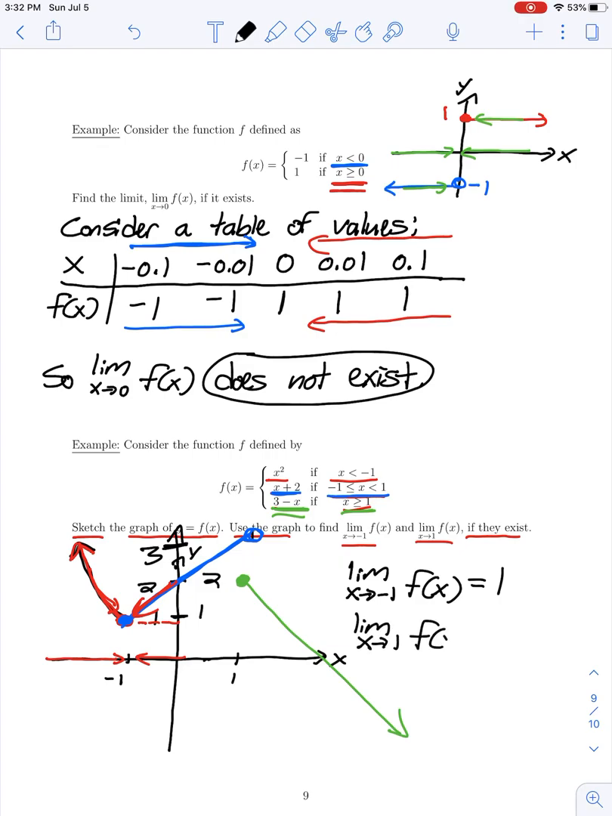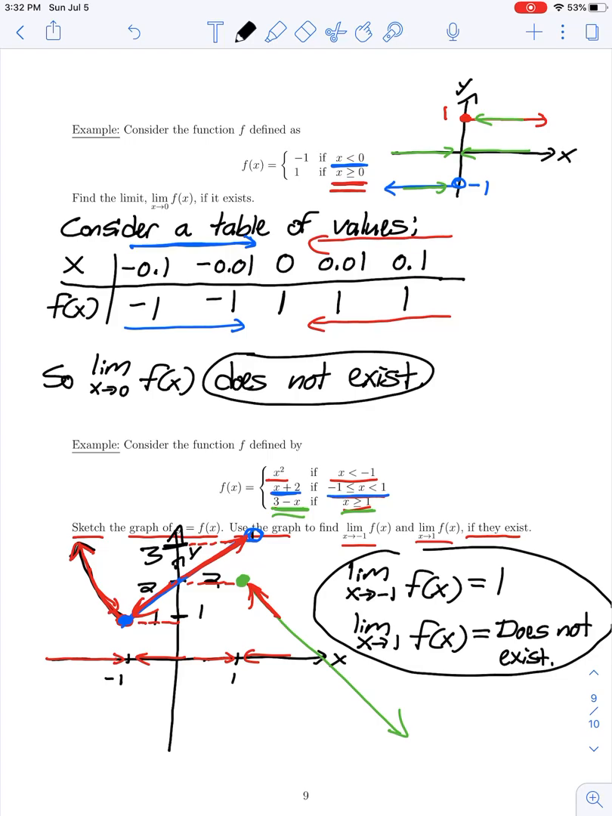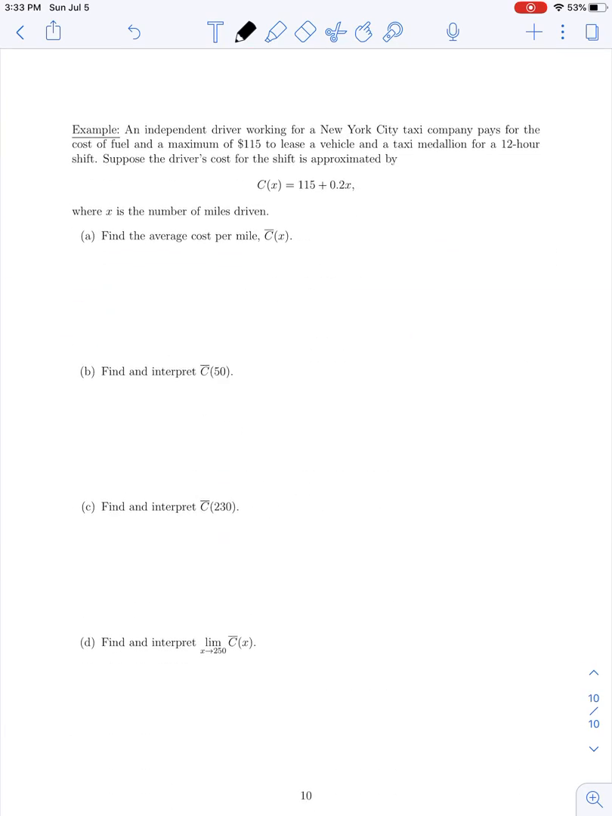Now for the limit as x approaches positive 1 of f of x, let's see what we have. As we're closing in on 1 from the left-hand side, the values of our function are approaching 3, and as we're closing in on 1 from the right-hand side, the values of our function seem to be approaching 2. So since there is no single number which we are approaching, we would say that this limit does not exist. All right, so this example illustrates that for a piecewise function, the limit may or may not exist at a given value, depending on whether the function makes a jump at that value of x.